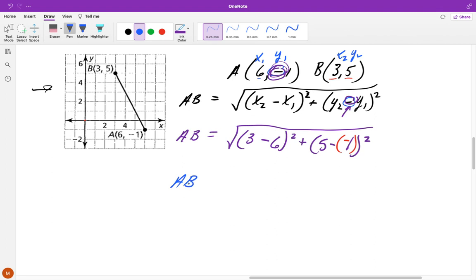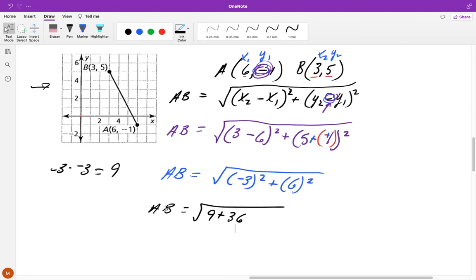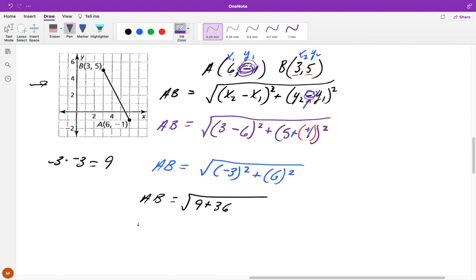So AB is then equal to the square root of, well, 3 minus 6 is -3, so -3 squared, plus, minus a negative turns to a positive, so plus 6 squared. And now we're just going to keep simplifying. So AB is equal to the square root of, well, -3 squared is +9 because -3 times -3 is equal to +9, a negative times a negative, plus 6 squared is 36. And now we're going to continue to solve this. So AB is then equal to the square root of 45.